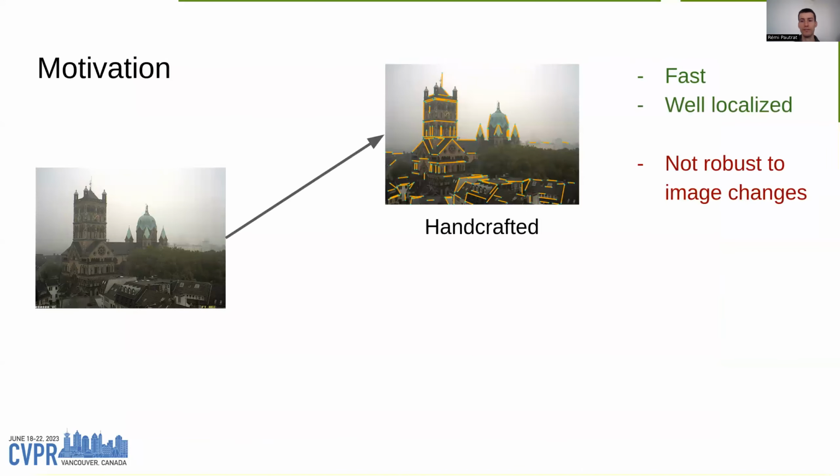So why do we need DeepLSD? First, initially, handcrafted line segment detectors, such as LSD, were very fast. They were also very well localized, meaning that they usually have only an error in the image to the actual line localization of at most a pixel. However, they were not robust to image changes, such as lighting variations or here in this image, the fog.